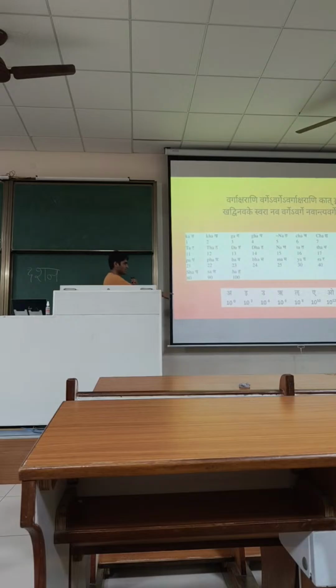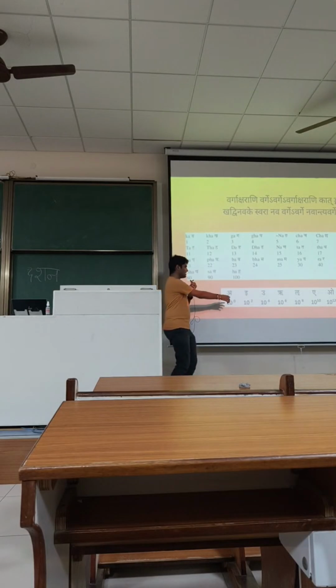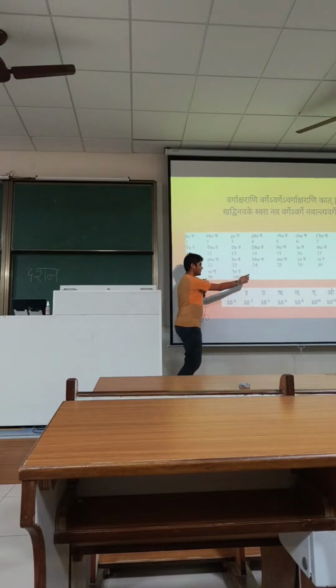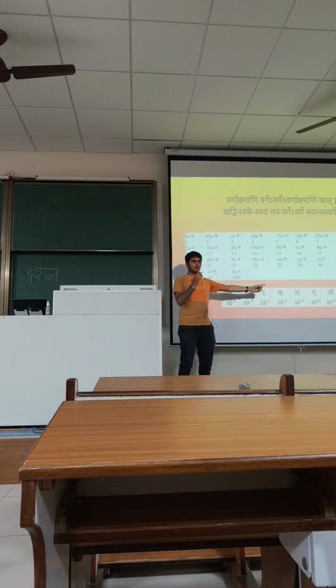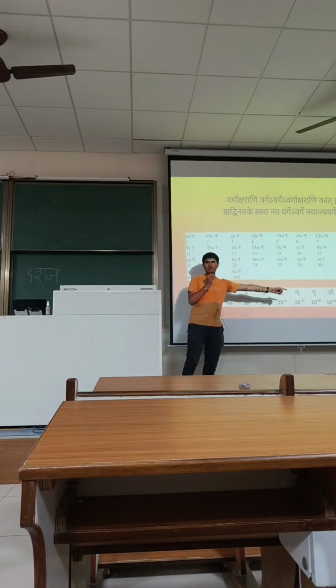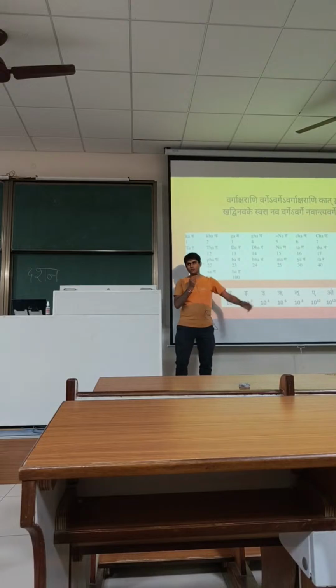So A means 10 power 0, A and A both mean 10 power 0, E and E mean 10 power 2, U and U mean 10 power 4, 10 power 6. So A, E, E, U, U. Then in Sanskrit there is a Ru and a Dirgha Ru also. So both of them will be 10 power 8, then A is 10 power 10, O, I, O, I, O.